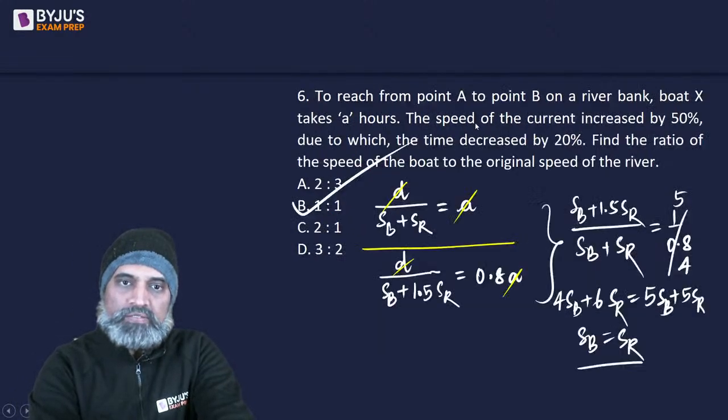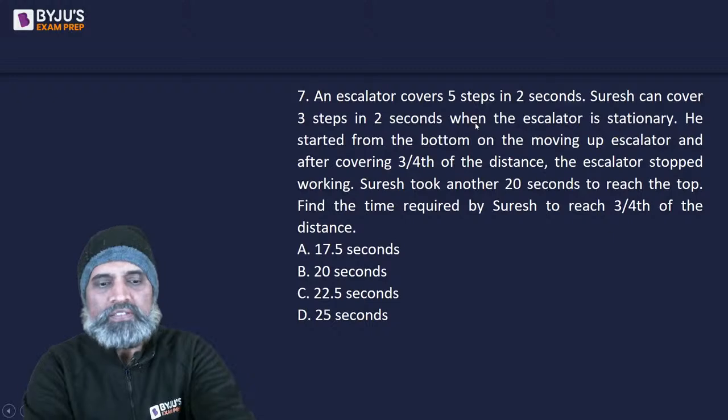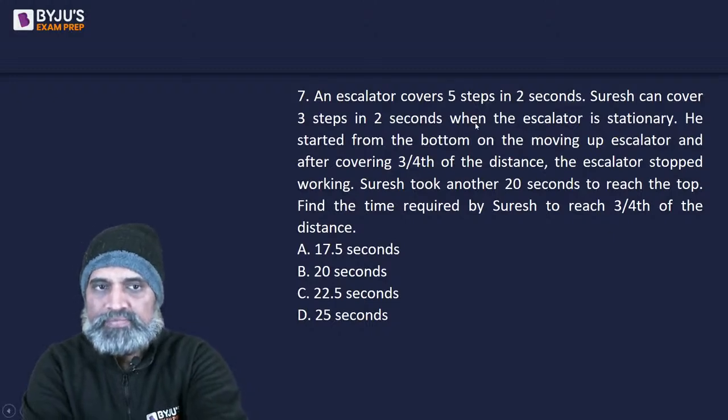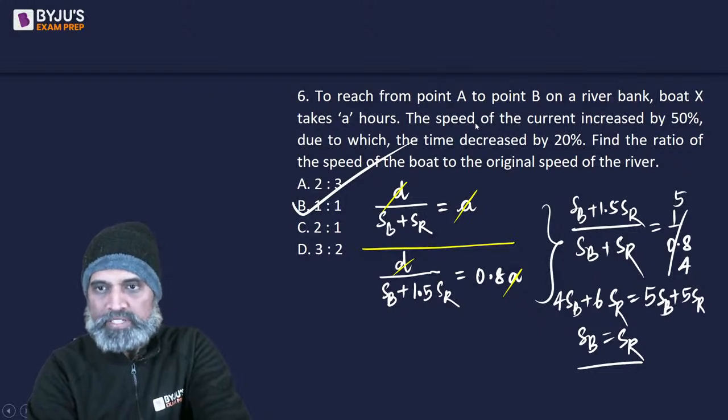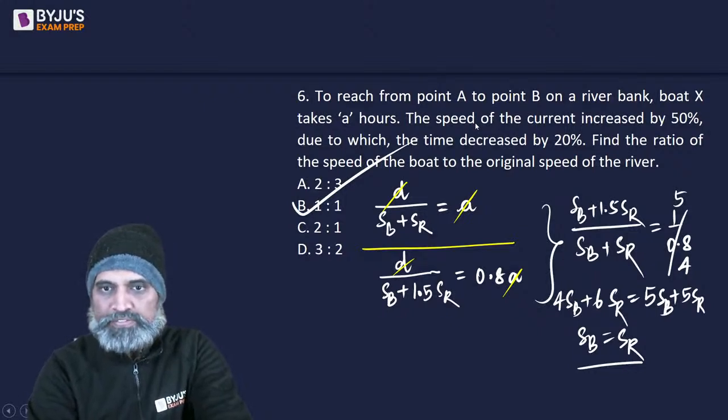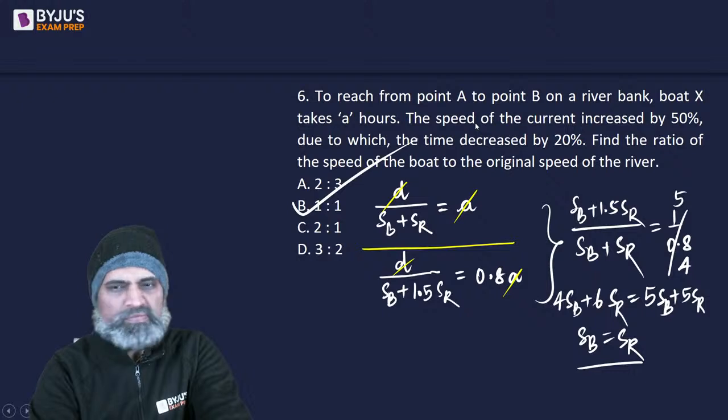Two is to 1, nahi, 1:1, Timothy. Please check if you made any calculation mistake, or did I make any calculation mistake? 4, 6, 5, 5, 5 by 4. No mistake on my side.